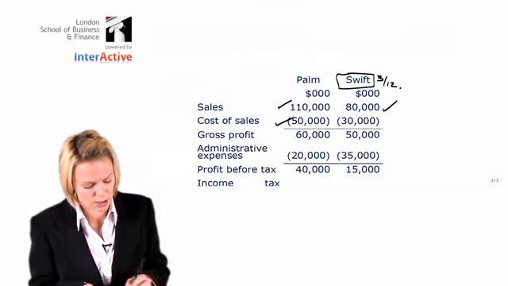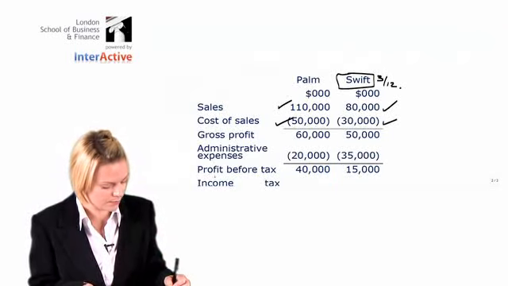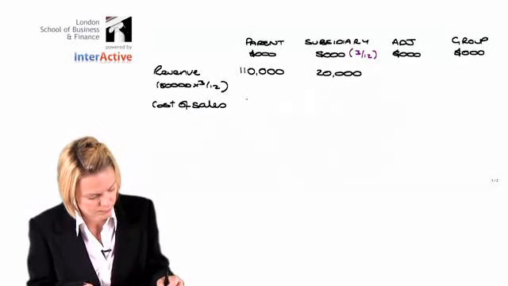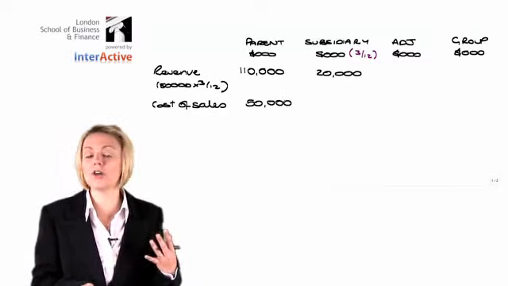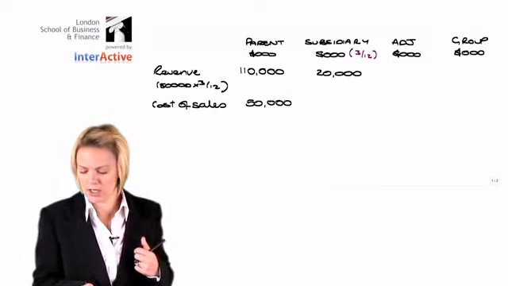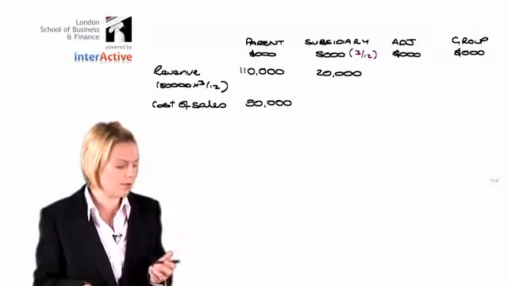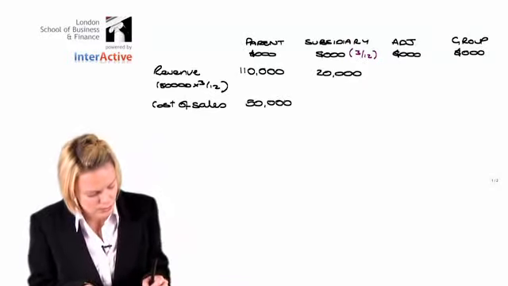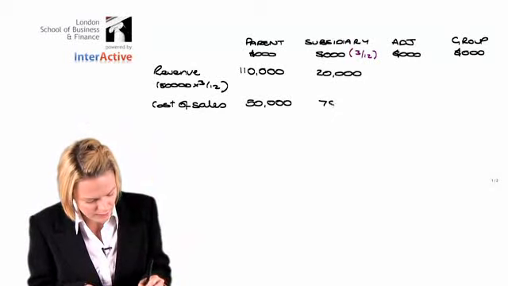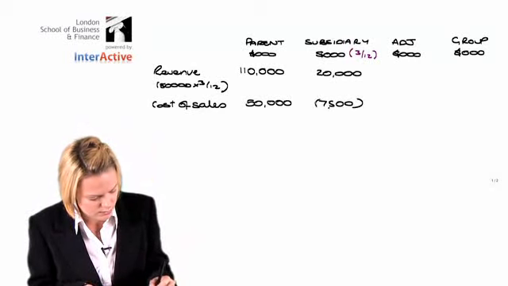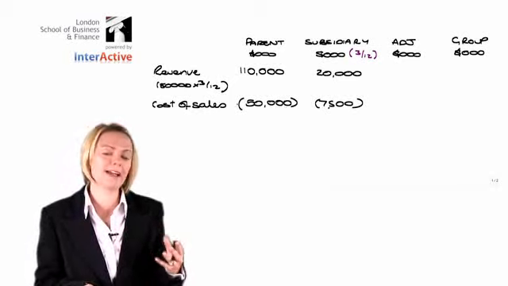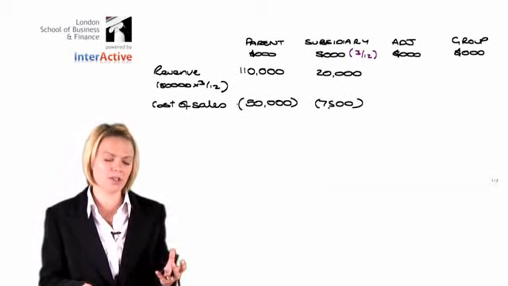Parent, 50,000 plus sub 30,000. Be careful. The subsidiary we pro rata 3/12, so 30,000 times 3/12, that should give you 7,500. And make sure you put them in brackets and take them off. It's cost of sales.